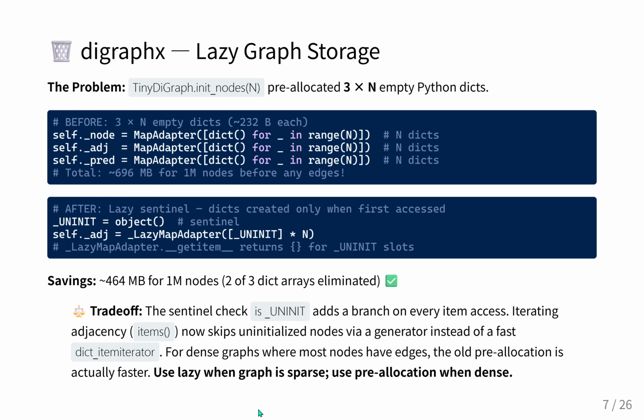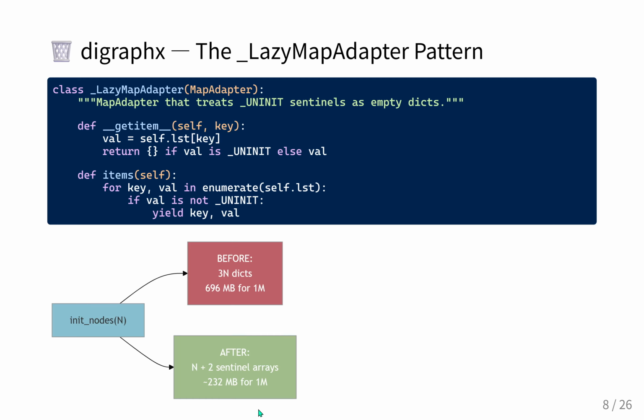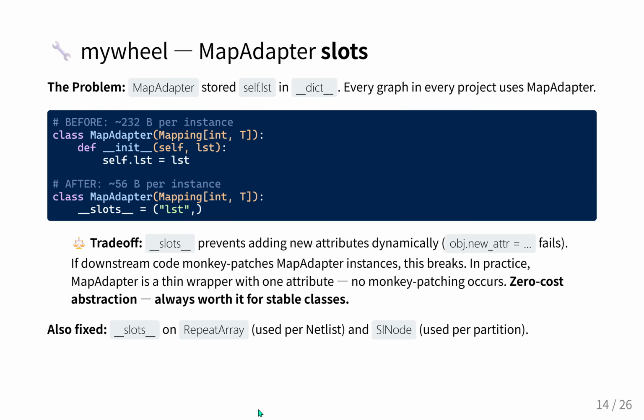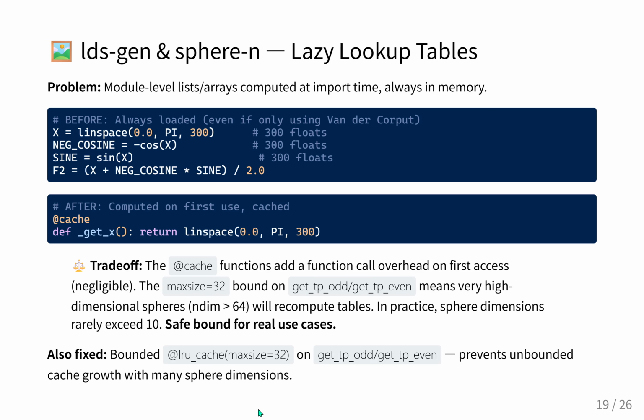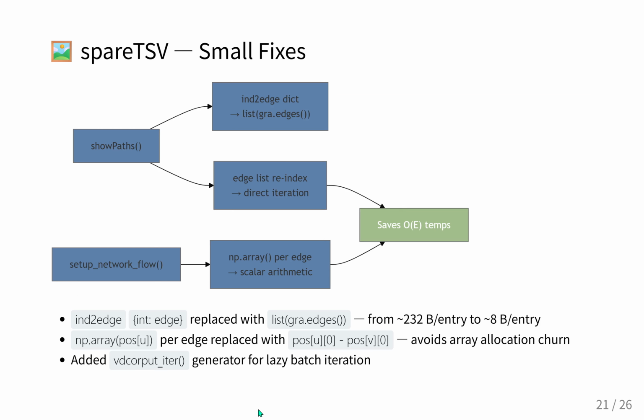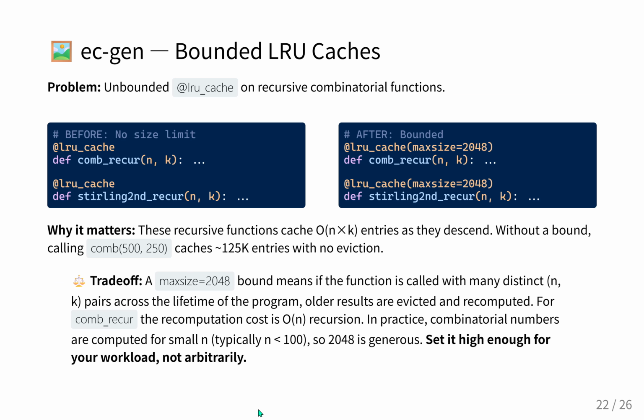And the lazy prime sieve in Oldsgen faces a similar reality, right? The source notes that generating the primes on the fly adds a 0.1 millisecond cold start latency the first time it runs, and it eventually dynamically allocates a 10 kilobyte array anyway. It really highlights a core engineering truth here. There is no universal right answer. Choosing between memory and speed requires intimately knowing your specific deployment environment.